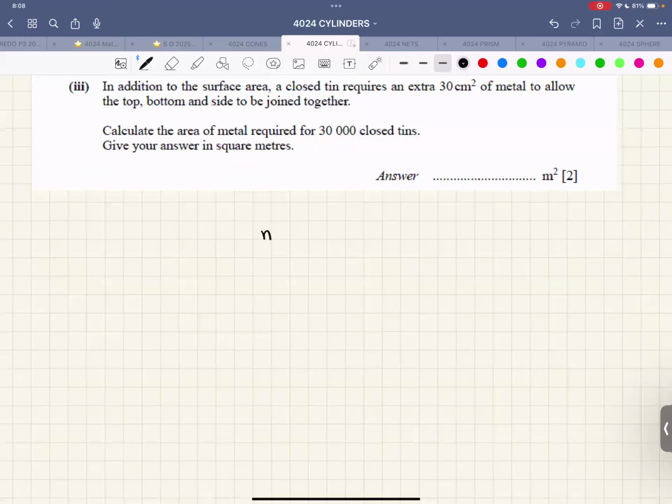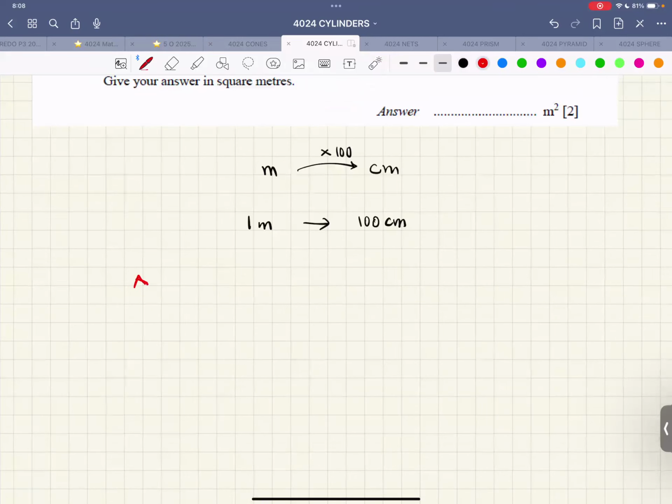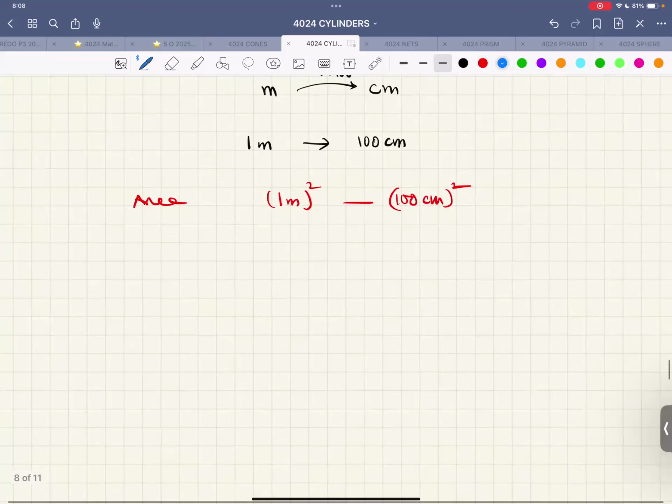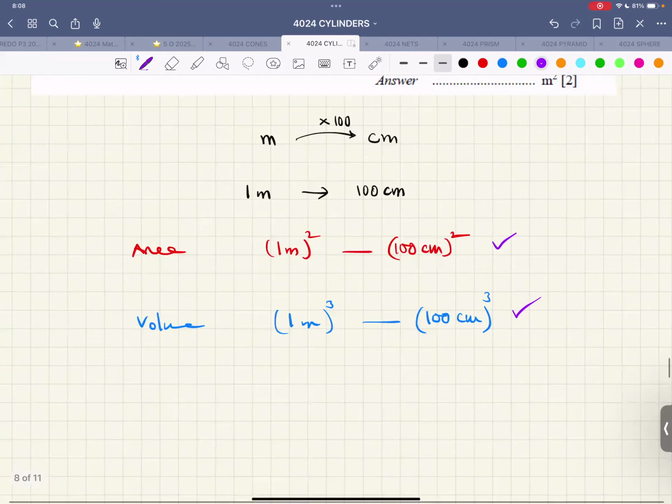So let me tell you about the working, meter to centimeter. That is multiplication by 100, correct? That means 1 meter is 100 centimeter. If I want to talk about area, then 1 meter, the whole thing square, is 100 centimeter, the whole thing square. And if I want to talk about volume, then 1 meter, the whole thing cube, is 100 centimeter, the whole thing cube. You don't have to remember anything. You just have to remember the concept. So it depends on what exactly you need. For area, use this. For volume, use this.